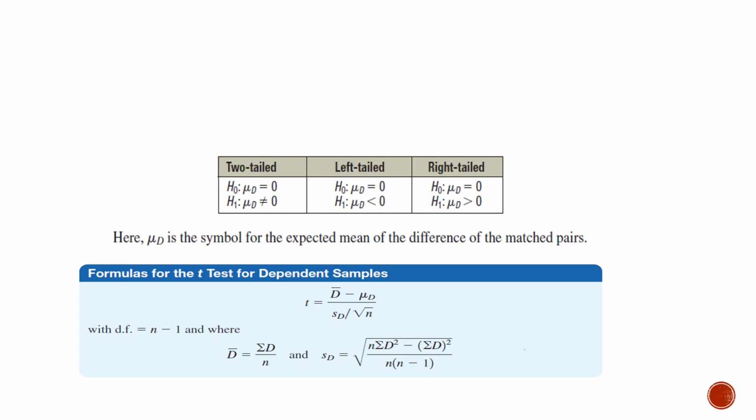So this is the formula for the t-test for dependent samples, where D is the mean of the differences in the matched pairs, and SD shows the standard deviation for the matched samples, and n is the total number of samples, where the standard deviation is calculated by this formula.